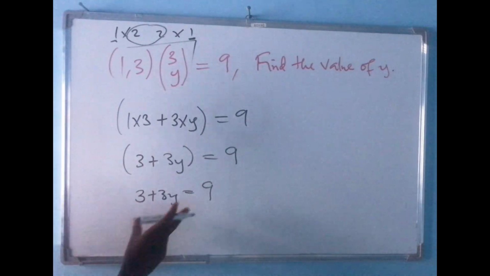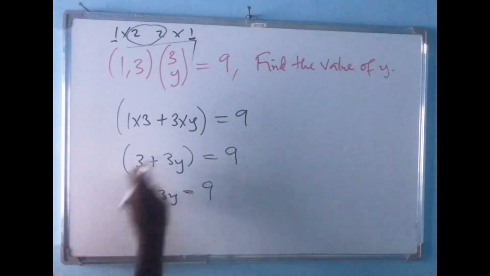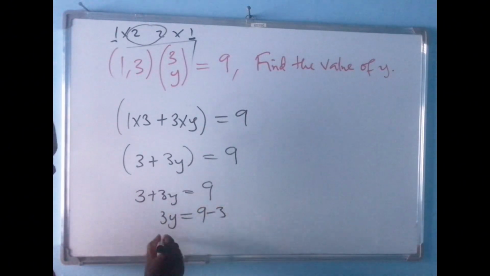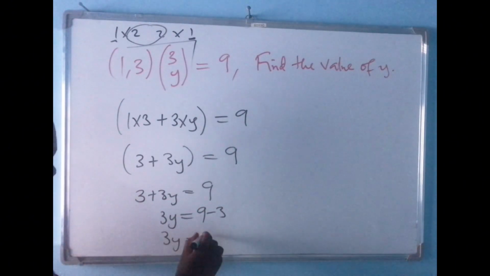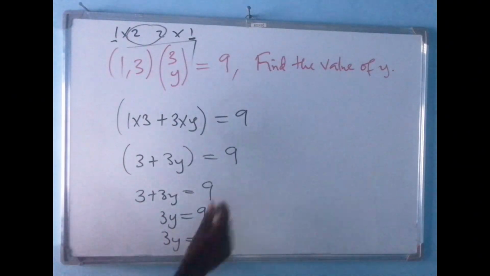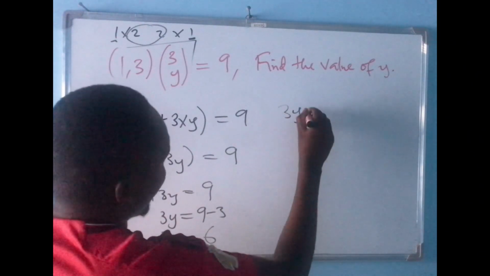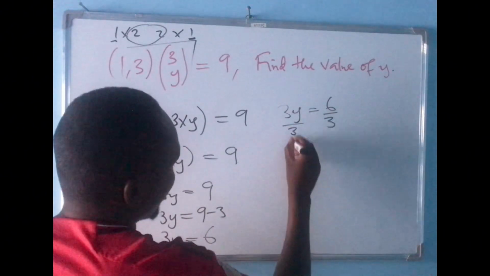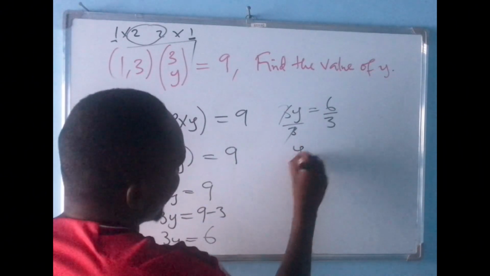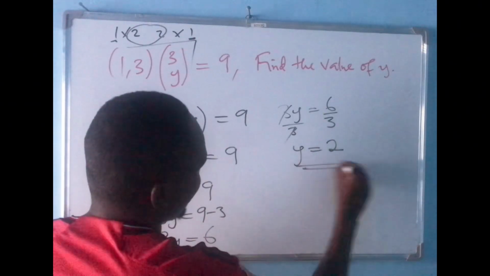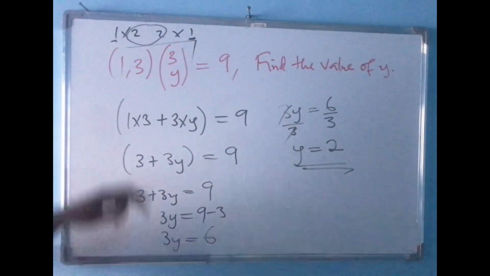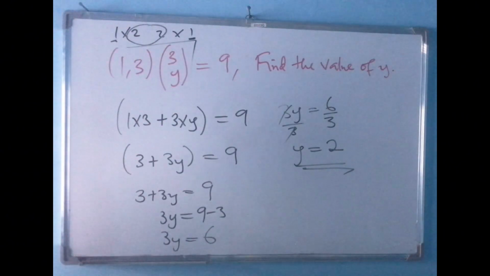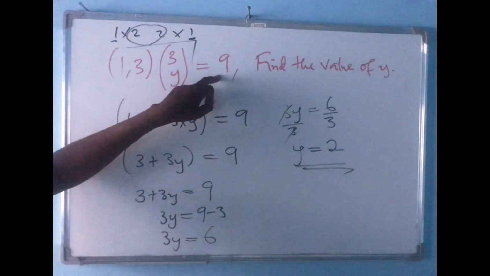Then we can collect the like terms. When we collect the like terms, the 3 goes to the other side. So 3y equals 9 minus 3, meaning 3y equals 6. Now we can divide by 3, so the 3 and 3 cancel out. We'll have y equals 2. If you substitute this y here with a 2 and multiply these two matrices, you should be able to get 9 as the answer.